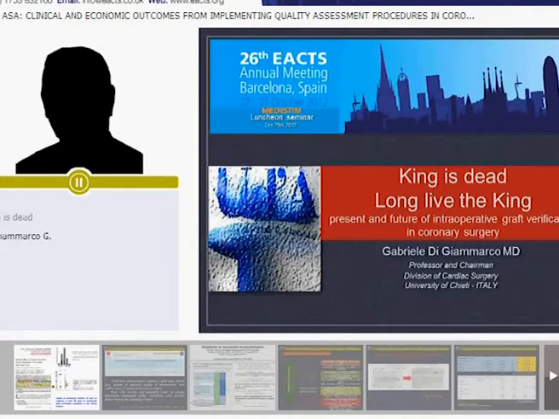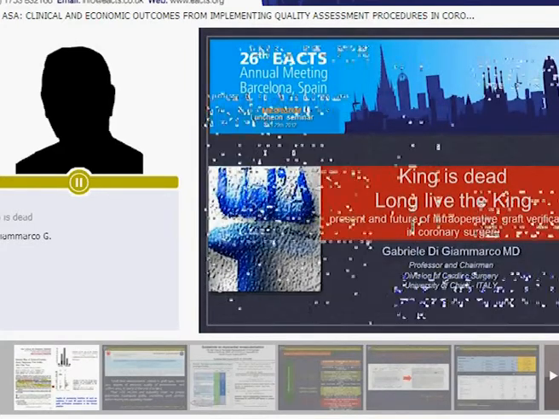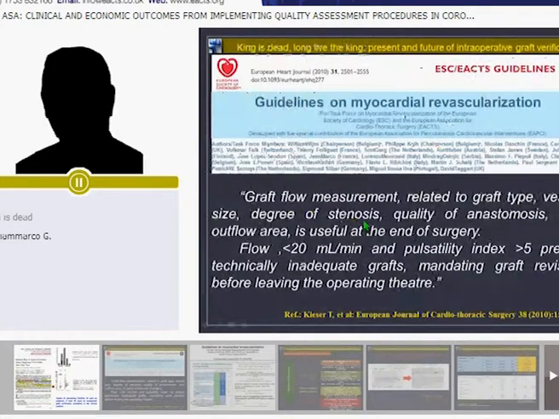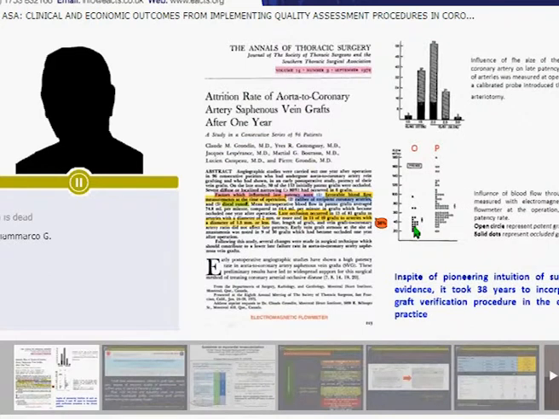Okay, this is the paper I was talking about. And as you can see, it is stated that those grafts showing a low mean graft flow resulted occluded at a mean follow-up of 6 months. And those grafts with a mean graft flow over 70 milliliter per minute, measured by electromagnetic flow meter, resulted to be patent at the same follow-up.